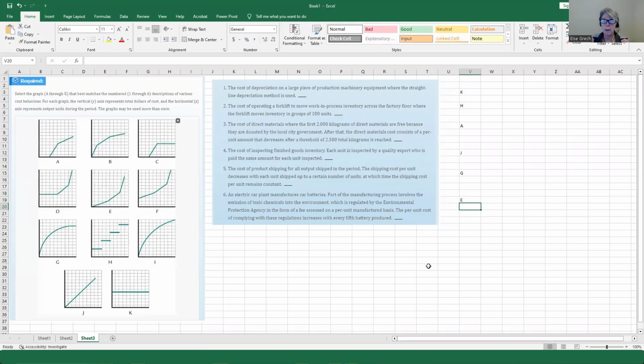Keep in mind, being able to read a description and then match it to a graph, really important.